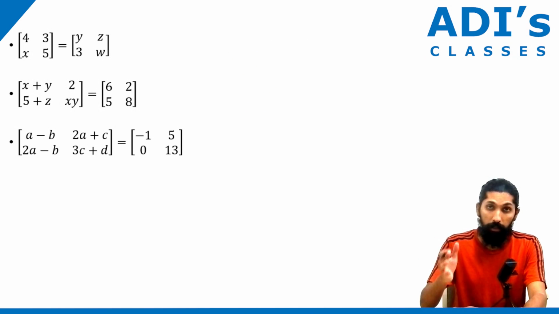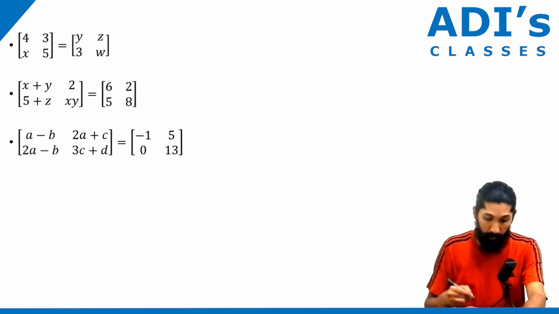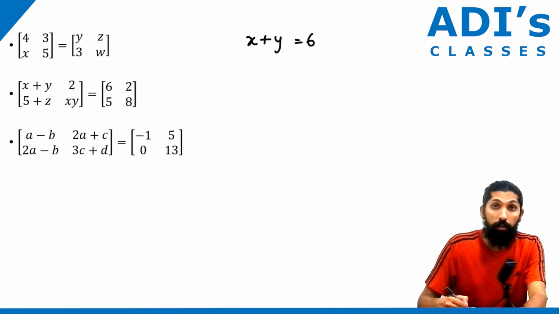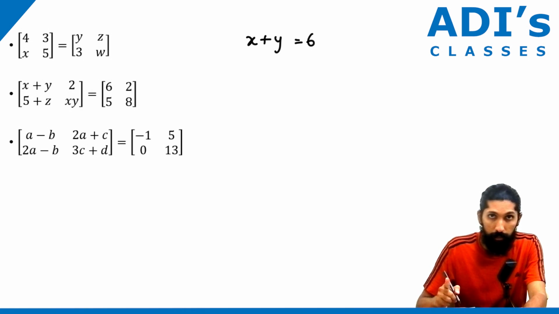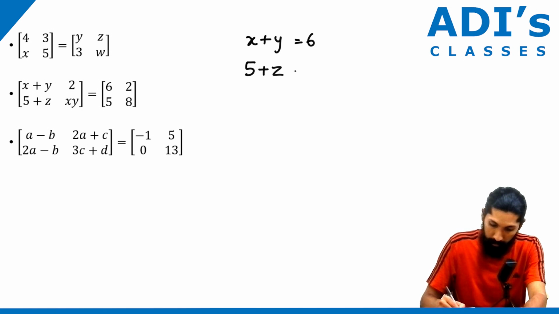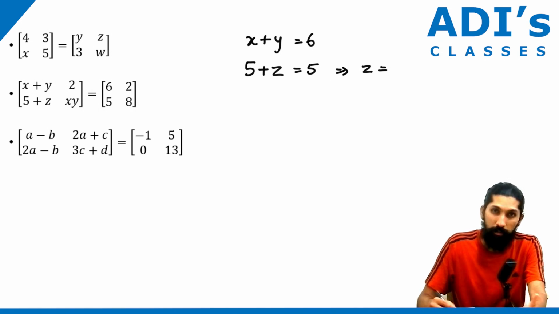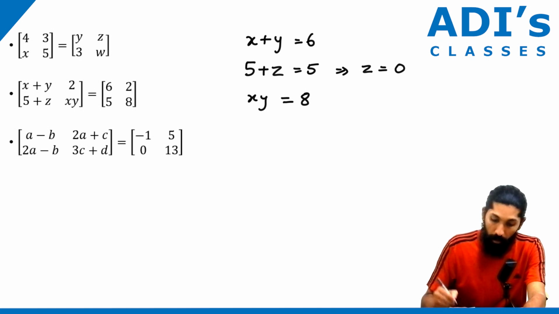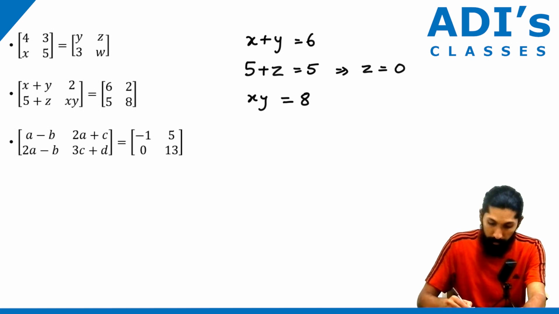Look at the next one. Again, guys, you can do it directly. Okay, now when you are equating here, you are going to get x plus y is equal to 6, because the first row, first column, x plus y is equal to 6. Then you are going to have 5 plus z is equal to 5. So that means z value is equal to 5 minus 5, which is 0. Z value becomes 0. Then you have xy is equal to 8. Now look at this. Take these two equations.